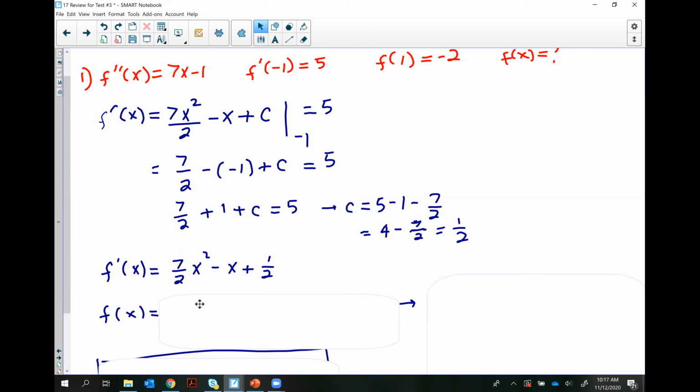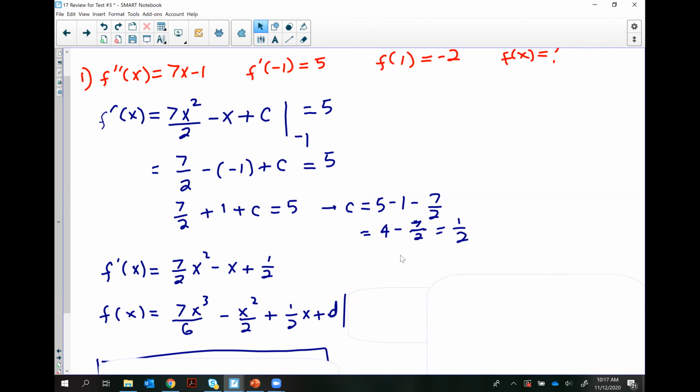So we're going to integrate each term one at a time. So what is the antiderivative of 7 over 2 x squared? Think of x squared, it has an antiderivative of x cubed over 3, and that 3 in the denominator will be multiplied with the 2 in the denominator. So it's going to be 7x to the third over 6. And then this one, it will be -x squared over 2. The last one, the antiderivative of 1/2 is 1/2 x. So now add the last constant, say plus d.